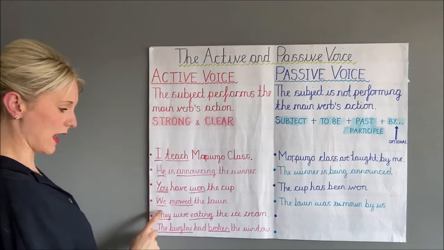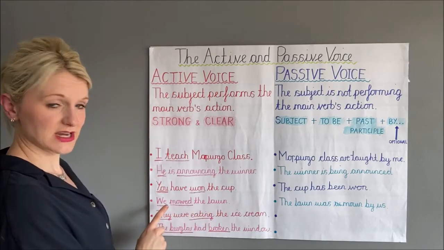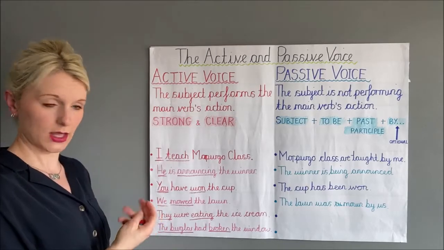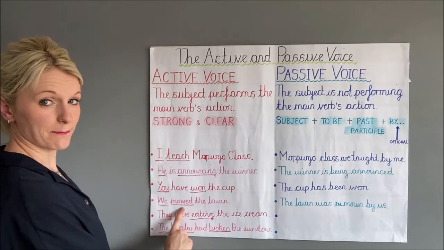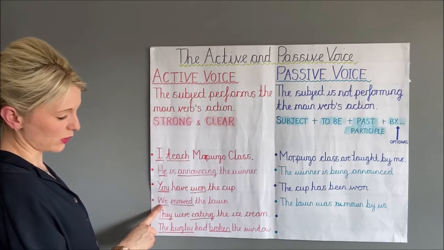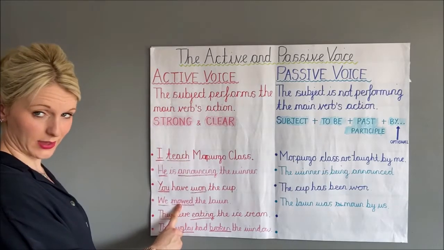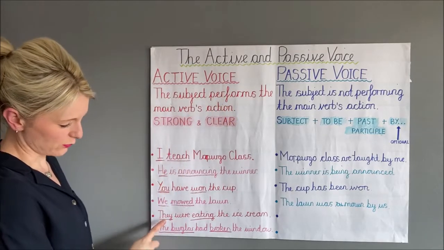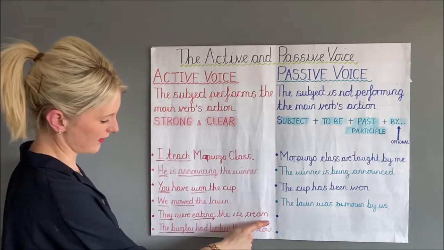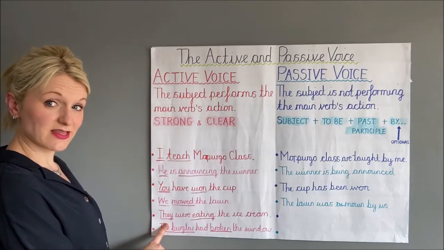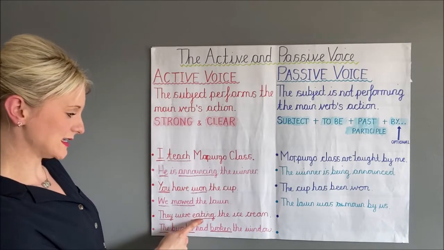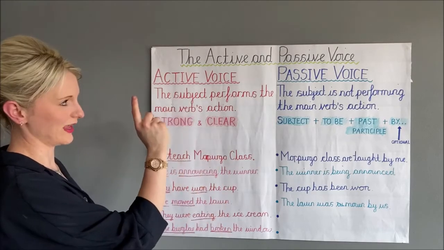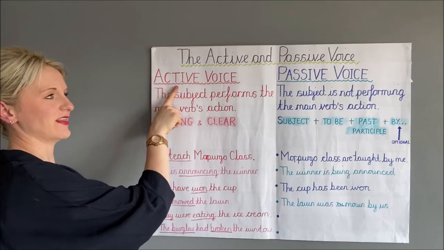We've got this one here. We mowed the lawn. Now the subject is the we, and the main action of that sentence is the mowing. Okay, the subject we is doing the mowing. So that has been written in the active voice. Here we've got they were eating the ice cream. They is our subject. The main thing that's happening is the eating, and it is they that are doing the eating or were doing the eating. So that has been written in the active voice.